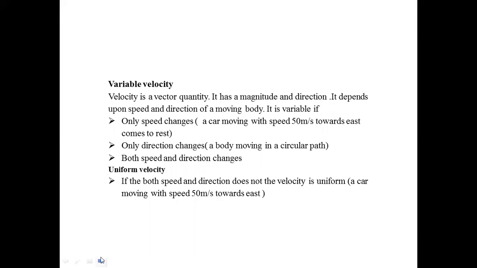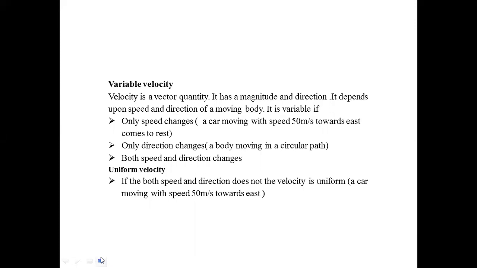If only the speed is changing, then the velocity will be variable. For example, a car is moving with the speed of 50 meter per second towards east, comes to rest. So this information tells us that initial speed was 50 and on rest speed becomes 0. So speed has changed. If the speed is changing, then the velocity will be variable.